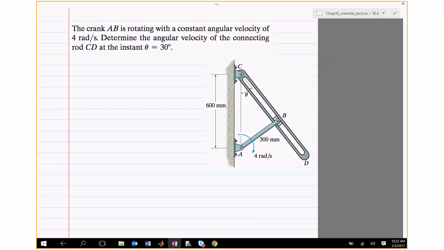Okay, so this problem is as follows. The crank AB is rotating with a constant angular velocity of 4 radians per second. You've got to find the angular velocity of the connecting rod CD. So C is this, D is this, at the instant when theta is 30 degrees. It seems that you need to find the angular velocity of CD.